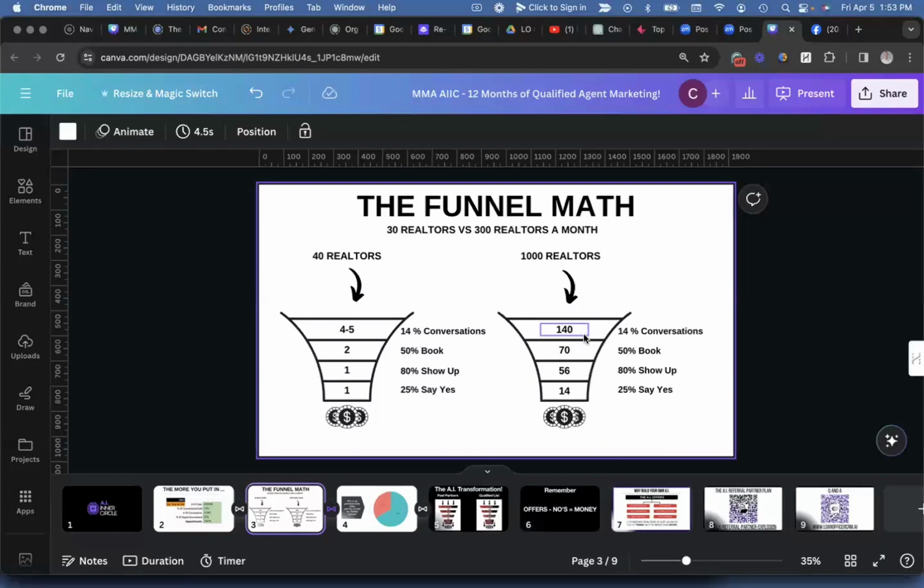But that's 140 conversations. If half of those people book an appointment, which is our average on the concierge, that's 70 booked appointments. If roughly 80% of those people show up, that's 56 appointments. And if 25% of those people say yes to sending referrals and send referrals to you, well, that's 14 realtors that you've converted. You can see the conversion percentages don't change. You're just simply putting more into the top of the funnel.